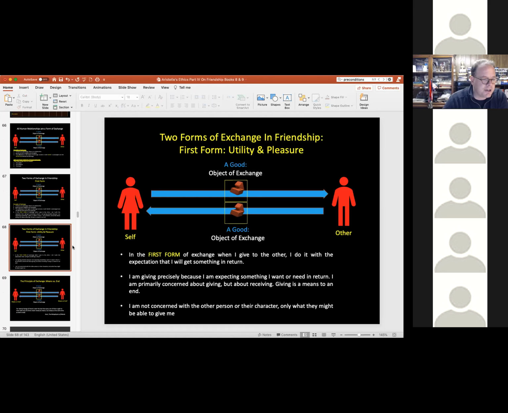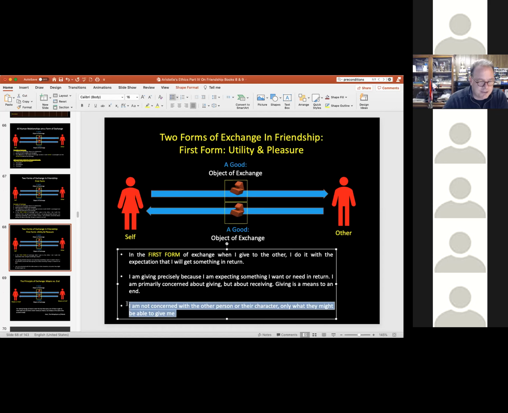And here's the big, sorry about that. Here's the big concern when we engage in this form of exchange. And it's right down here. What I'm really concerned about in this relationship is not the other person. What I'm really concerned about is getting what I need from them. And what I need from them is not them. It's something that they're giving me, right?